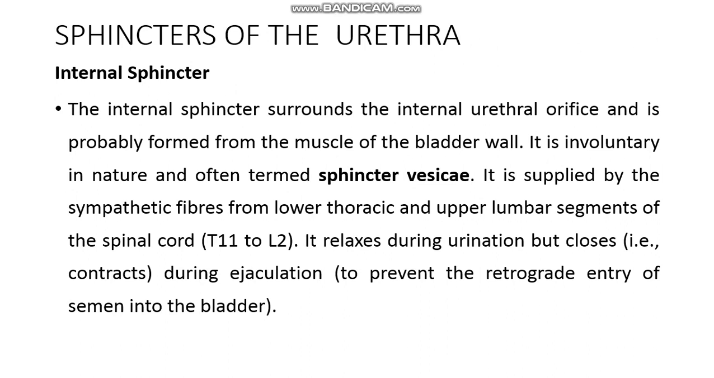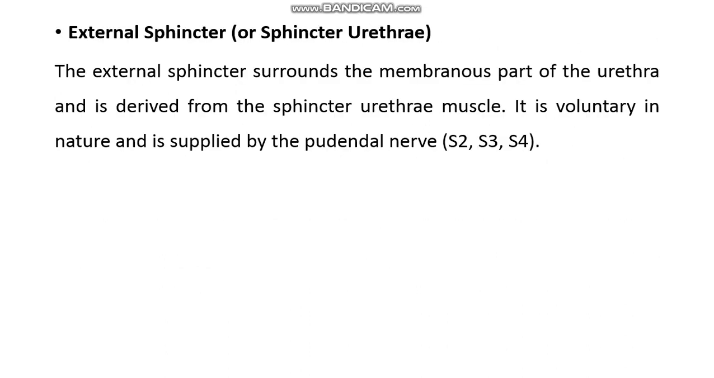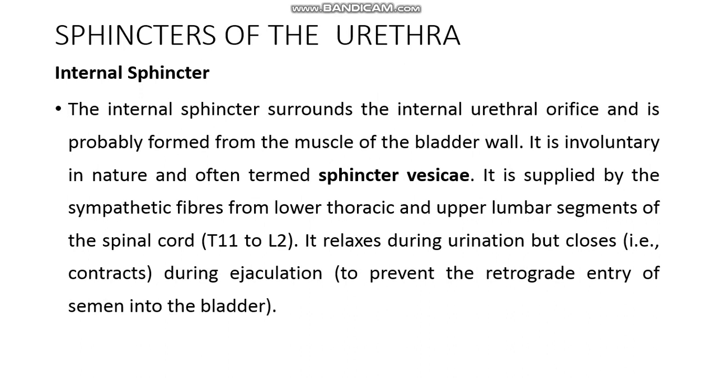Then next is regarding the sphincters of the urethra. There are two types of sphincters: the internal sphincter and the external sphincter. What is the internal sphincter? The internal sphincter surrounds the internal urethral orifice and is probably formed from the muscles of the bladder wall. So at the internal urethral orifice a sphincter is present, known as the internal sphincter, formed from the bladder wall muscles.